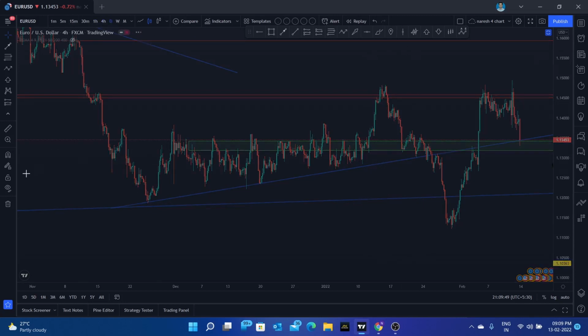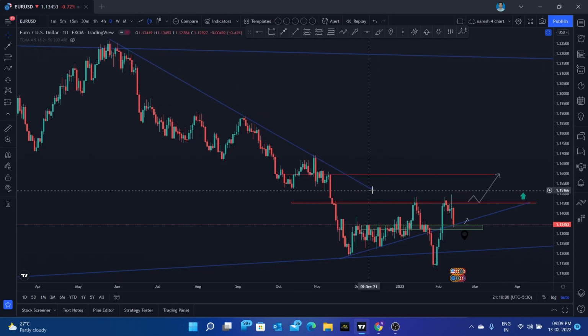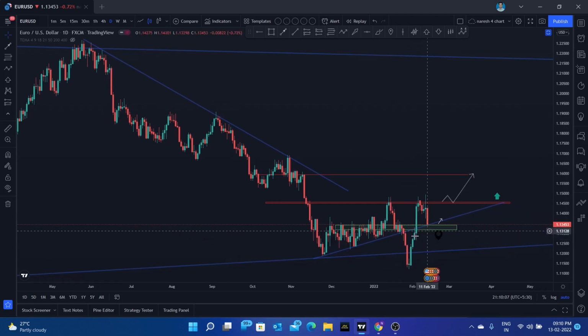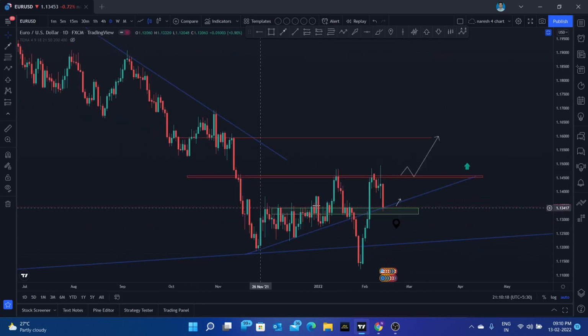So first pair would be Euro USD guys. So Euro USD was in a major downtrend for a very long time on the 1 day time frame, and it has also broken the trend line with a break here, and again it tried to drop down, going with the downtrend, but it was not able to drop, and it got a pullback with a very strong impulsive move. So we can see here it is in a good uptrend guys, and we have drawn the trend line here using the 1 day time frame.